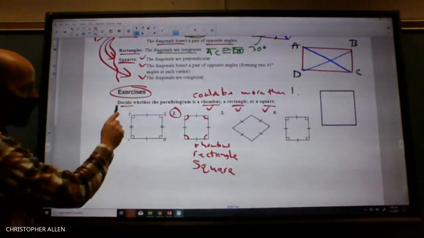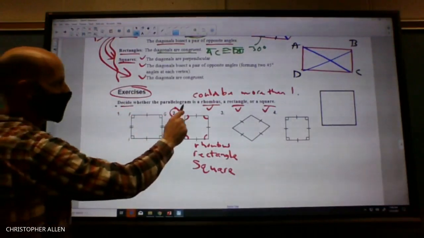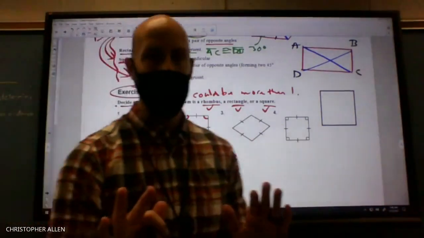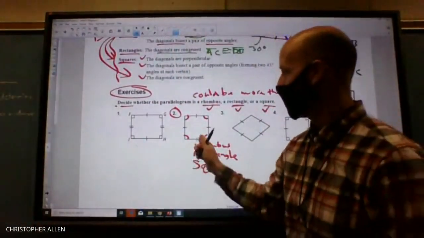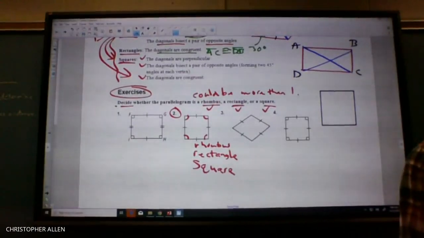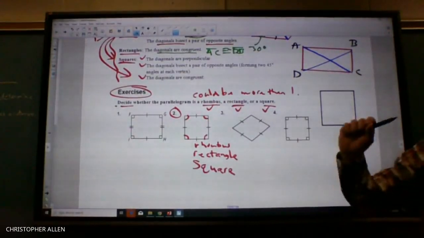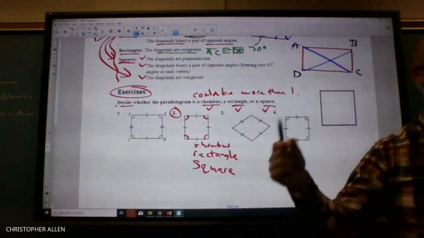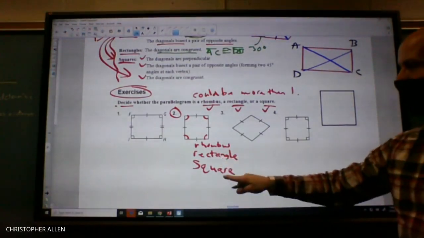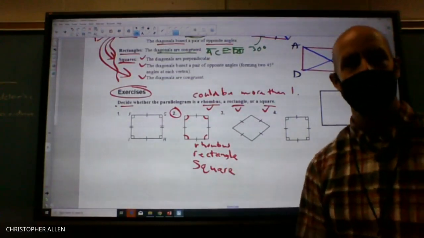The question is, decide whether the parallelogram is a rhombus, a rectangle, or a square. Now, I claim on this problem, because Anthony said, let's do the square one, it's all 3 of those things. But what if I asked you what the best answer is? What do you think the best answer is? Is rhombus the best answer? Is rectangle the best answer? Or is square the best answer?